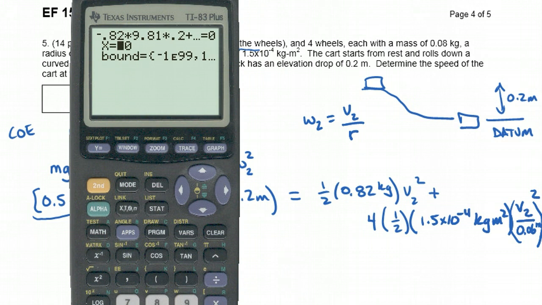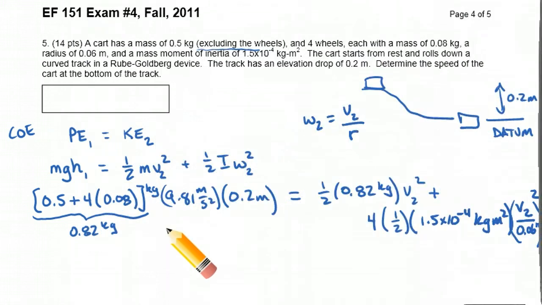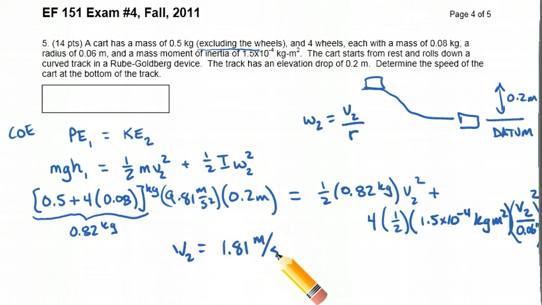Initial guess, let's go 5 meters per second, and the actual answer is 1.81. My units are consistent. Everything's in kilograms, meters, seconds. So my final answer is V2 equals 1.81 meters per second.